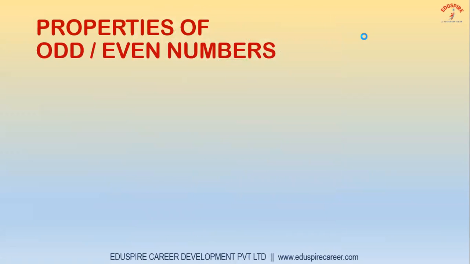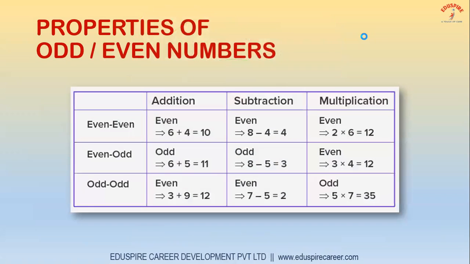If I look at properties of odd and even numbers, this table will demonstrate the properties in terms of addition, subtraction, and multiplication of a pair of numbers where one number is even, the other number is odd, or both are even, or both are odd. So some examples are there. You can understand the properties very well with those examples.